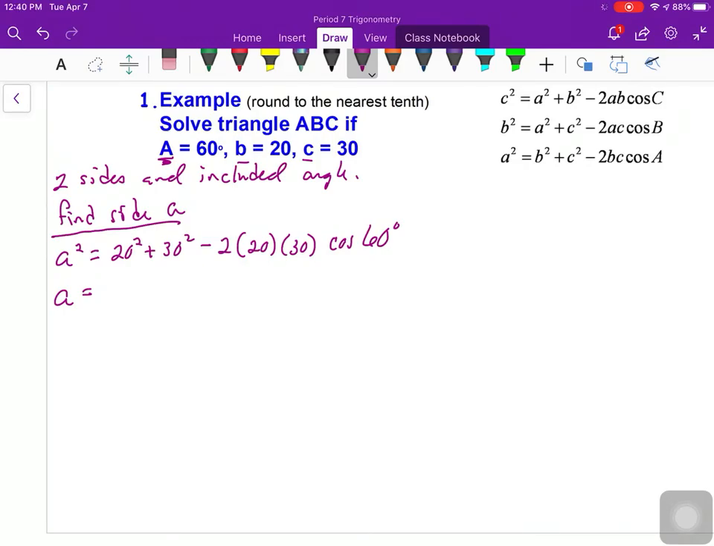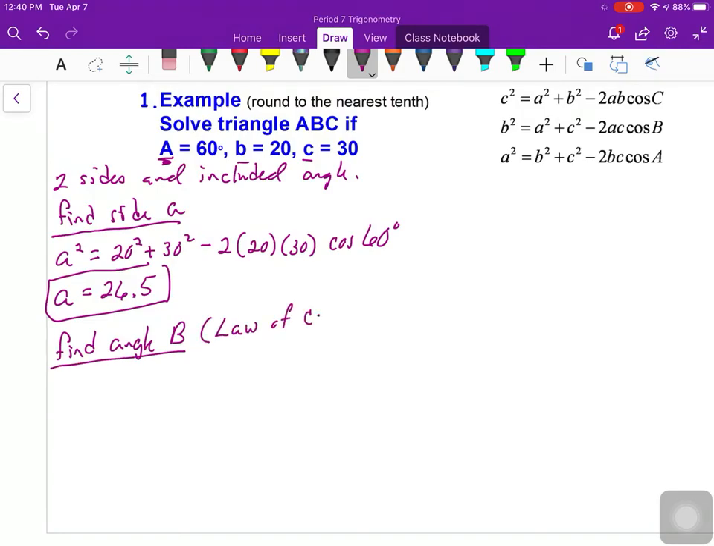And we're rounding to the nearest tenth in this problem. So I put in the square root of 20 squared plus 30 squared minus 2 times 20 times 30 times the cosine of 60. To the nearest tenth, I get 26.5. And we now have all three sides. So now let's find the angles.